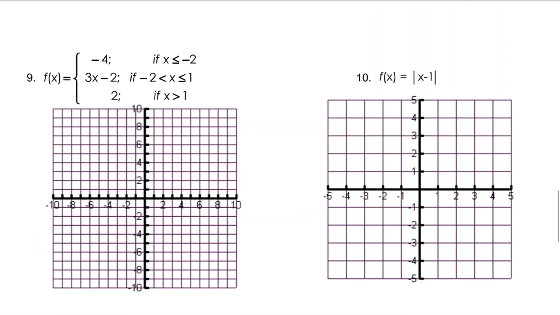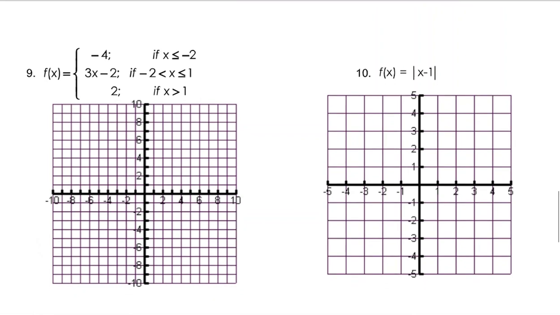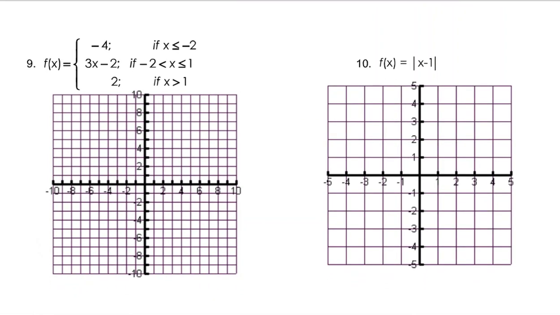Okay, number 9 we're going to come back to. This is a piecewise function. We're actually planning on spending 1 full day on those, because these are especially important if you're doing calculus next year. The first 2 or 3 weeks of calculus, we do limits, and limits have lots of piecewise functions. So let's come back to that one.